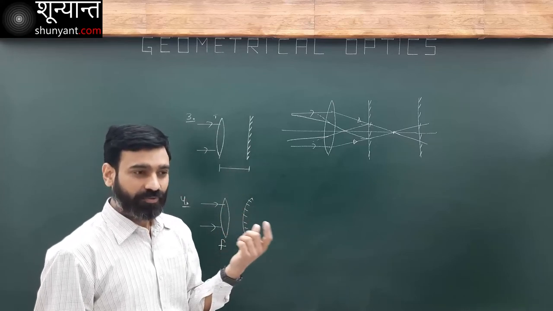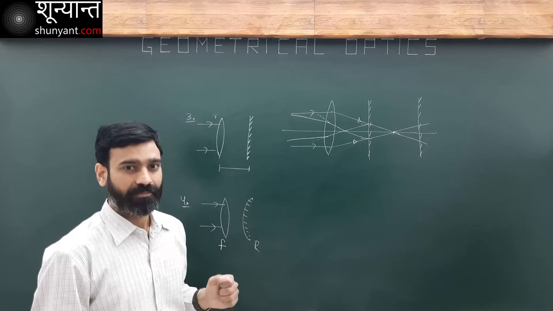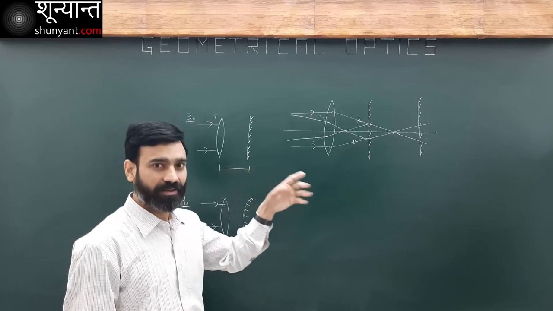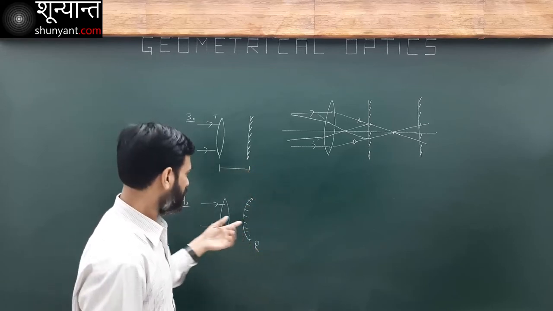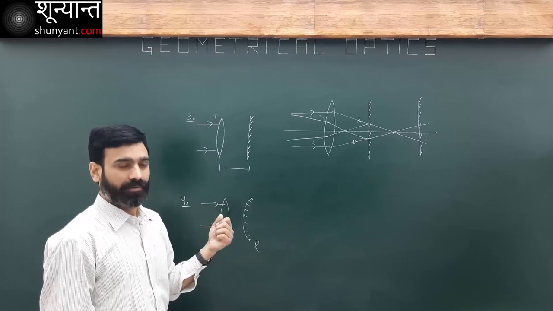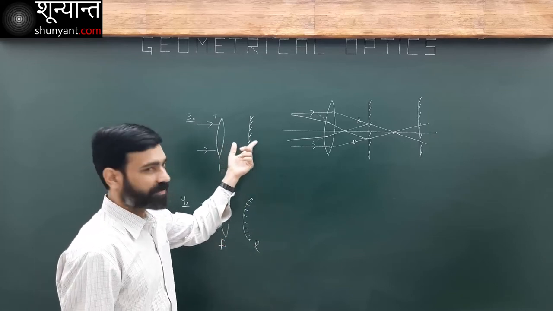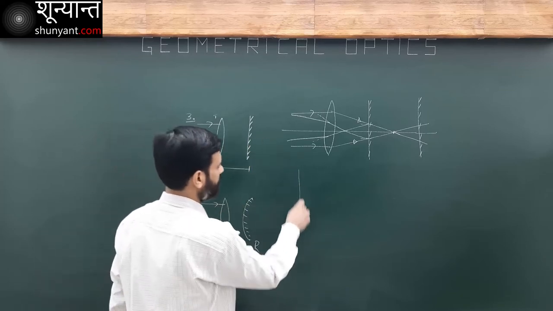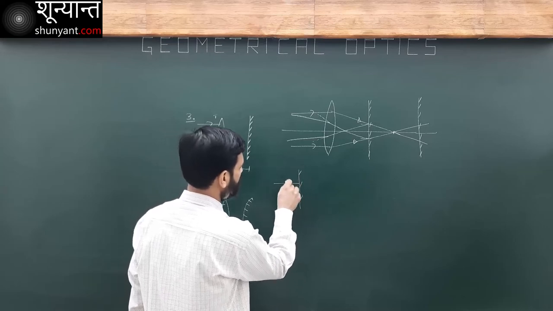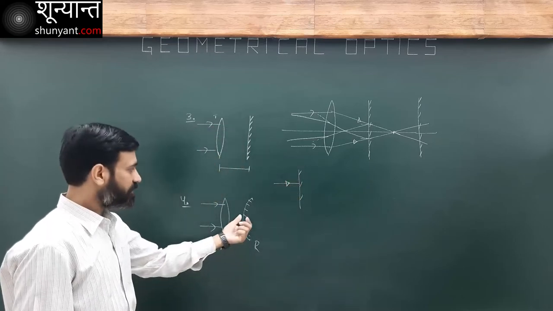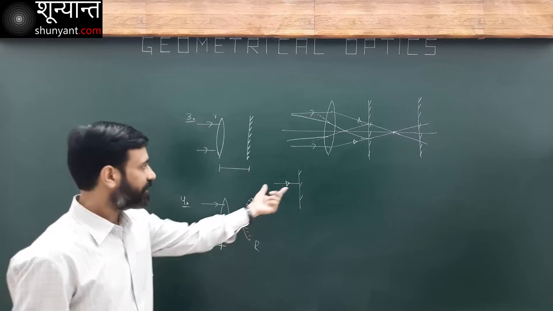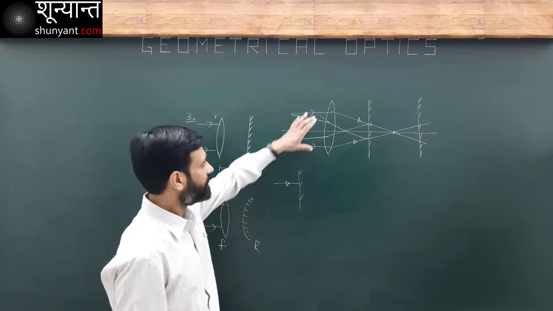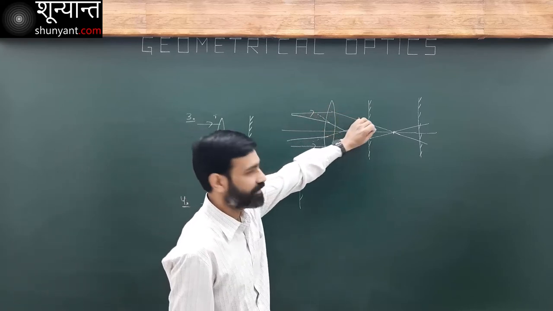So either it should retrace from some point. It should either retrace, but in case of plane mirror, this retrace is not possible because for retracing it has to hit normally. Here it is possible; it can hit normally, but here it is not possible because the light rays are always going to come at some angle here.